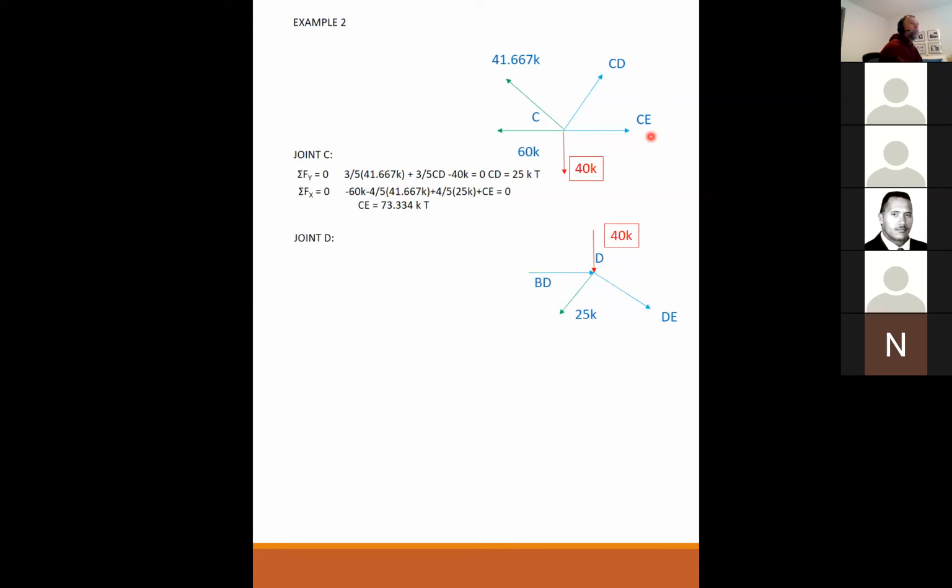And joint D, and again, I have this BD in here even though we just solved for it. But we know that CD is 25 kips here. So 25 kips tension is pulling down, 40 kips pushing down, and you have DE assumed in tension. Solve the forces in the Y. I have 3/5 of 25. It's down, so negative. 3/5 of DE. It's down, so I assume that's negative, and 40 kips is down. DE sums to minus 91.667 kips, negative, so DE is in compression.